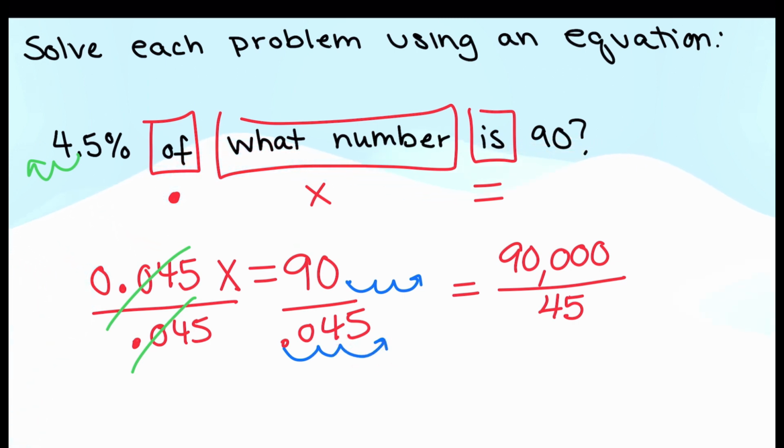So I have to do the same thing on the top. Move the decimal, which is at the end of the number, 1, 2, 3 places to the right. And so this quotient becomes 90,000 divided by 45. And let's see, 90 divided by 45 is just 2. So 90,000 divided by 45 would be 2,000. So 4.5% of 2,000 is 90.